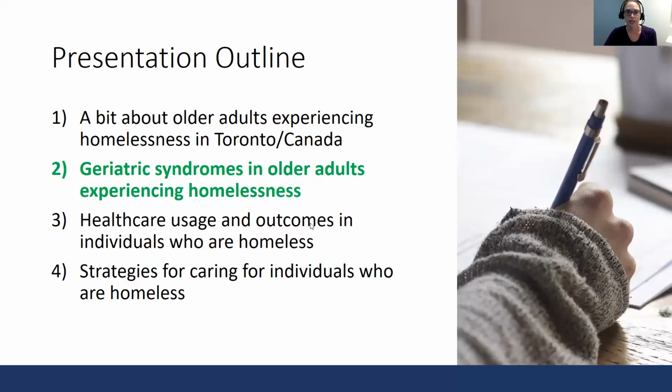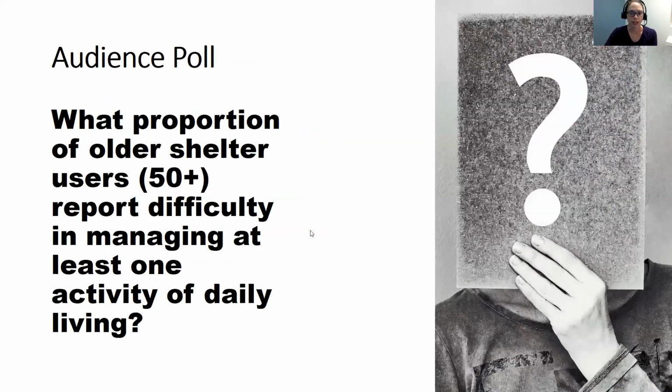I'm going to shift gears a bit and talk more about geriatric syndromes in our older adult population. So just another Google poll: what proportion of older shelter users report difficulty in managing at least one activity of daily living?